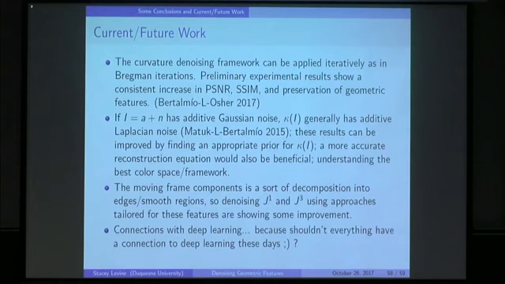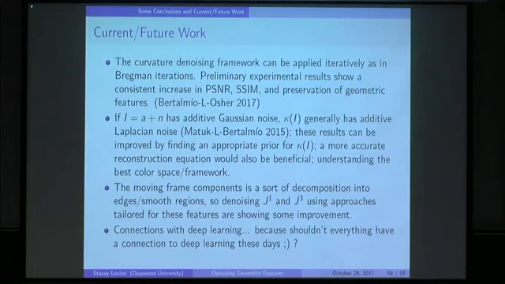Also, a more accurate reconstruction equation, which ties into the discretization of the curvature, which ties into how you're regularizing it, and understanding the best color space and what framework to work in. And the moving frame components, again, we just took existing denoising methods, and maybe that's the benefit of this, but maybe there is some way to do this more intelligently, since the moving frame components decompose the image into geometric features in a way, the edges and textures in J1 and everything else in J3. So would you treat these differently? Could you denoise them better than just applying existing techniques?